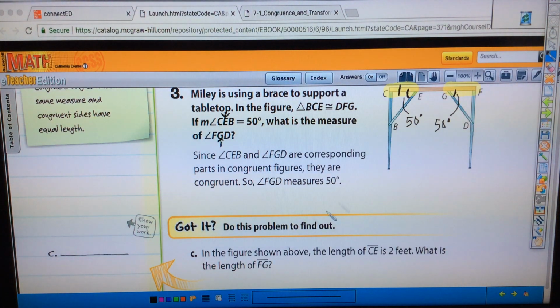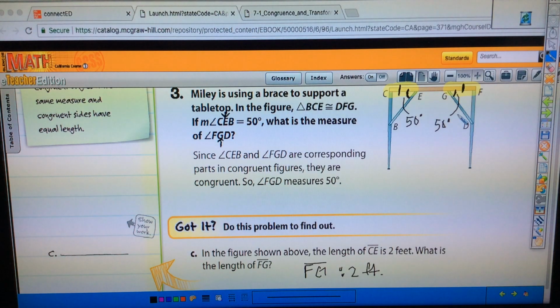What is the side length of FG? Well, here's FG. I'm going to give it 1 tick mark. They are corresponding. They're in the same position, they have the same length. These are the same shapes, they are the same size, they are corresponding figures. So if side length CE is 2 feet, side length FG is also 2 feet.